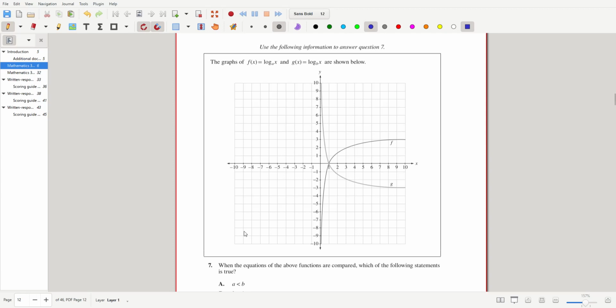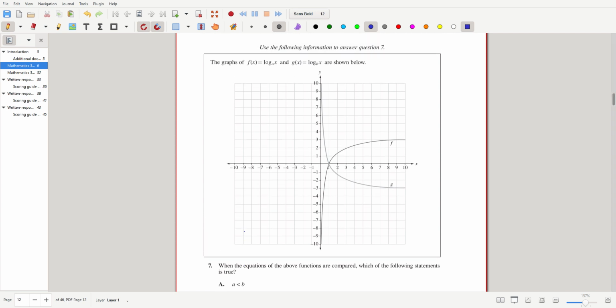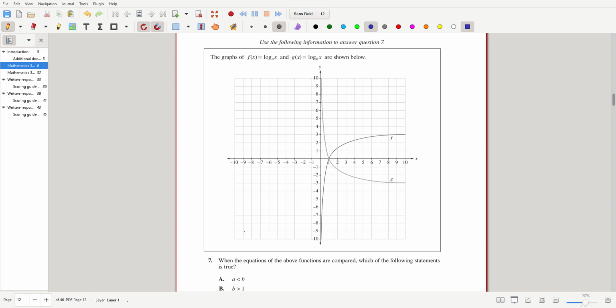Hello. So we are on multiple choice number 7. In this question, we're given two graphs, f of x and g of x, and in the question they want us to compare the functions and see if these statements are true or not. Specifically, it looks like they want us to compare the a value and b value in the two functions.